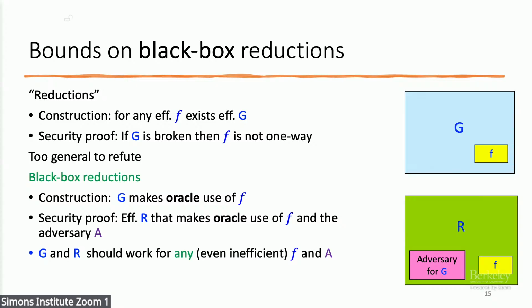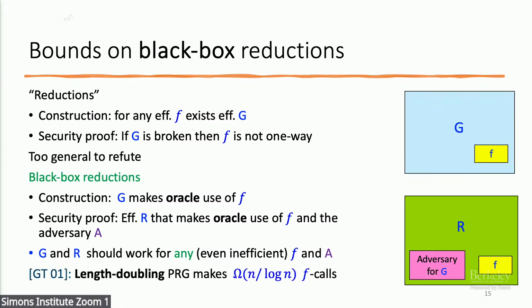Note that G and R should work for any f and adversary, even inefficient ones. Namely, the reduction should invert f even if f and the adversary are inefficient. You can criticize that for good reason, but this is what we can do. Again, it's not the most general lower bound, but it's a very satisfying lower bound in the sense that it is very rare that we overcome this kind of lower bound, if at all.